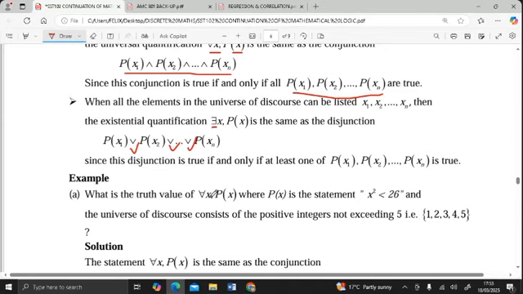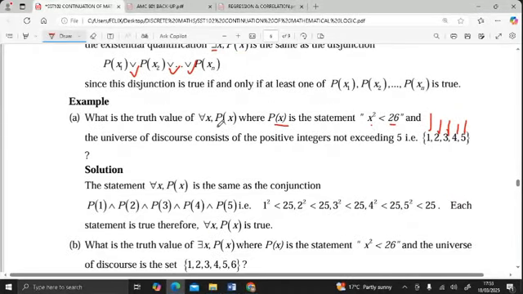Something to add. This remark is that when all elements in the universe of discourse can be listed, x1, x2, and so on, the universal quantification for every x, P(x), is the same as this conjunction. Since this conjunction is true if and only if each one of these is true, that is for universal quantification. But when you talk about existential quantification, we use disjunctions. You can see that.